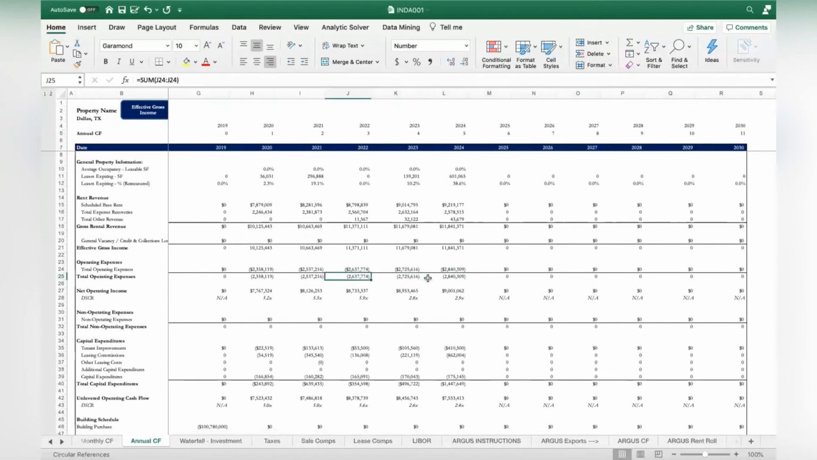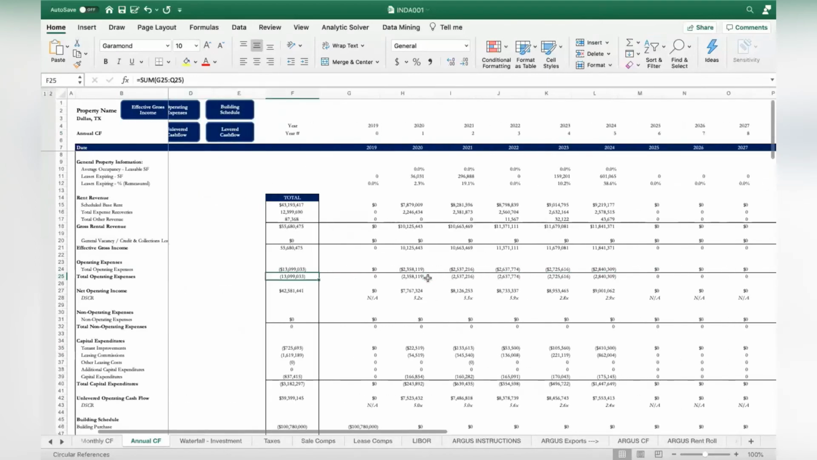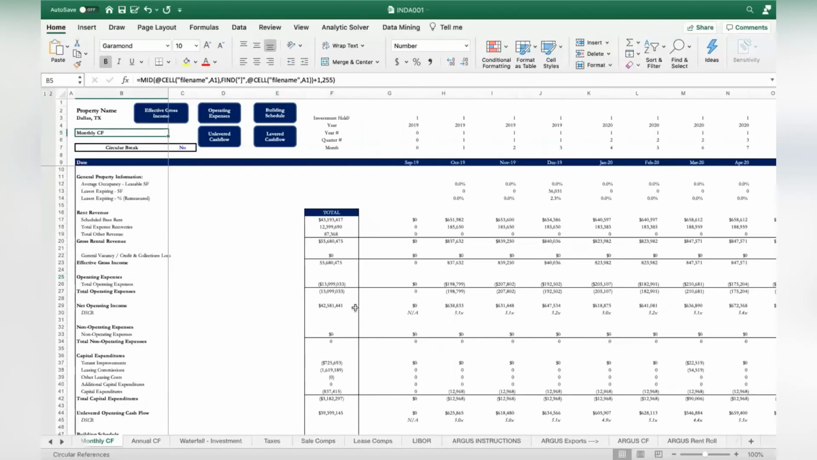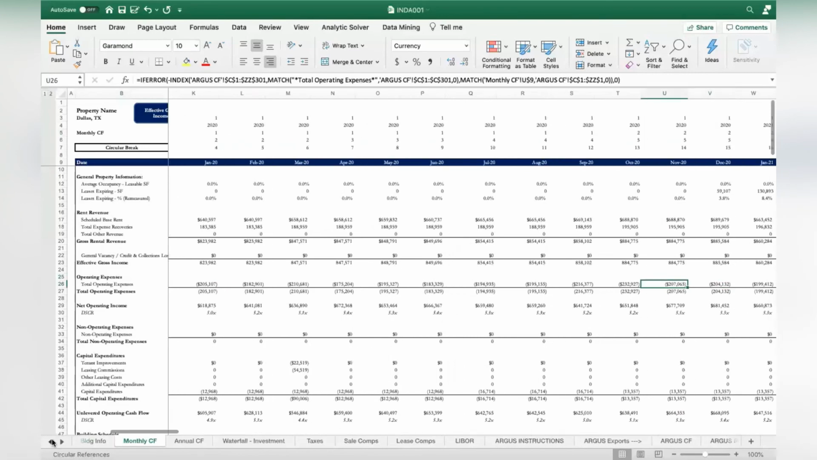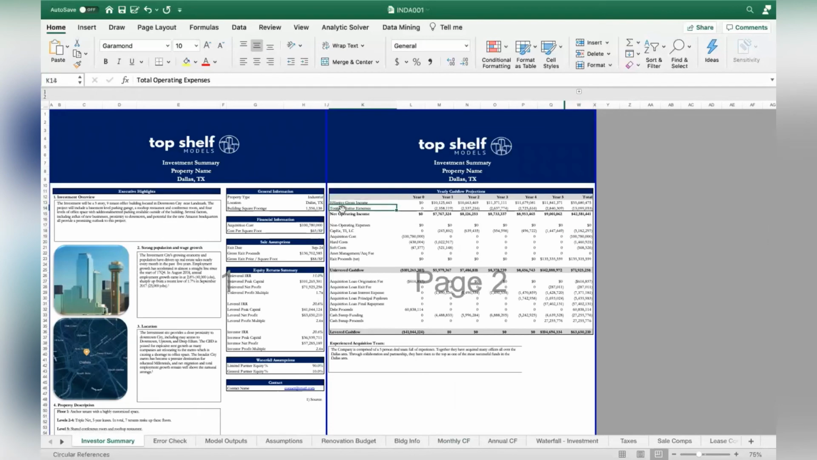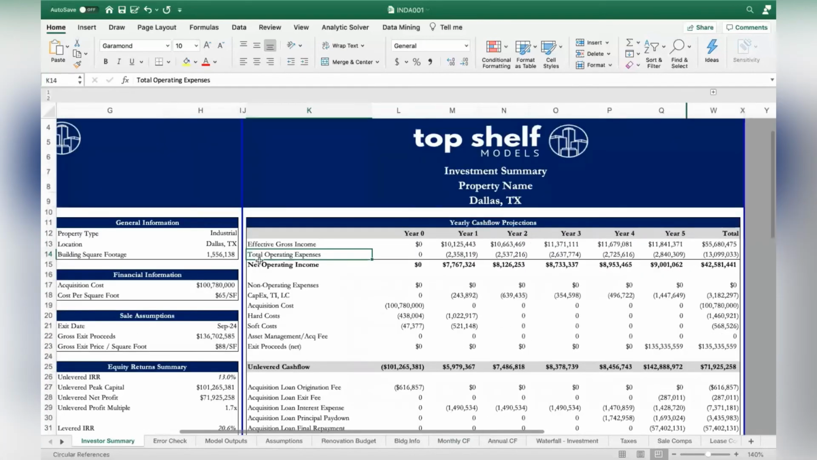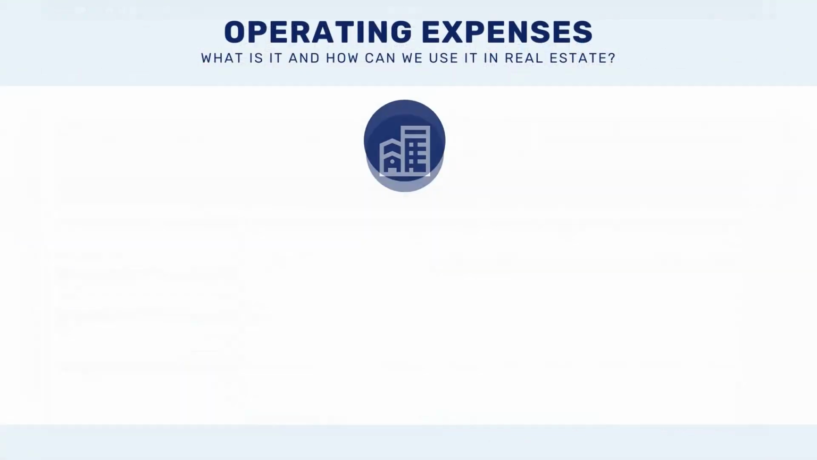And then we can go to the monthly cash flow section here and see similar expenses, but on a month-to-month basis. And it is actually a pretty big part of the investor summary right here. We see total operating expenses, and it's just listed to demonstrate the net operating income.